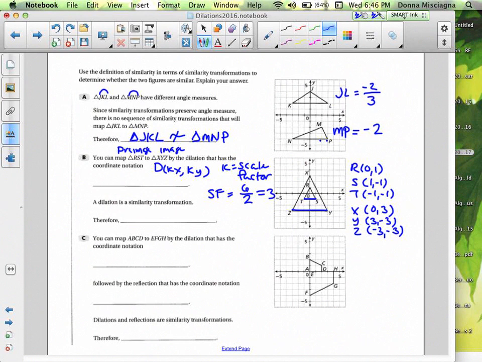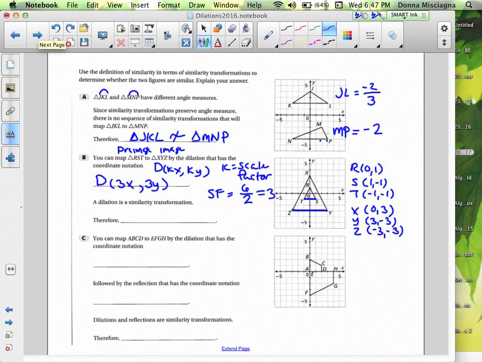You could double check once you find your scale factor that if you multiplied your pre-image points by that scale factor, you get your image. That's kind of easier than trying to find the scale factor on those diagonal lines. So now we know our scale factor is 3, which means the notation is going to be a dilation 3x, so our x's are 3 times larger, and our y's are 3 times larger, and we're done.